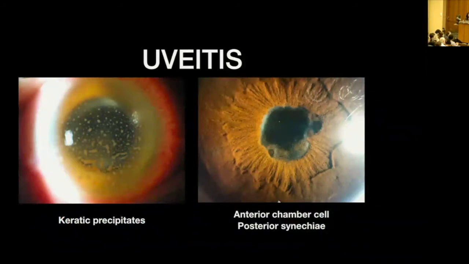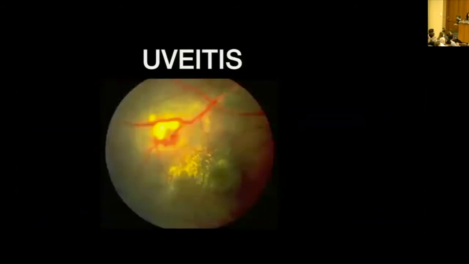Usually it should be quiet, but when cells are present, we know there's some underlying inflammation, or have posterior synechiae, and that's anterior uveitis. But uveitis can affect the back of the eye more, and we call that posterior uveitis or choroiditis. And you can see inflammation affecting the choroid and sometimes the retinal vasculature.